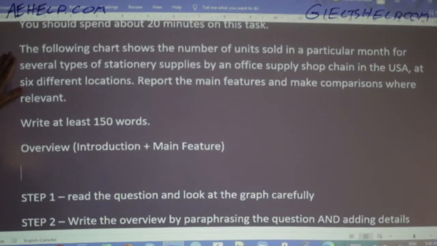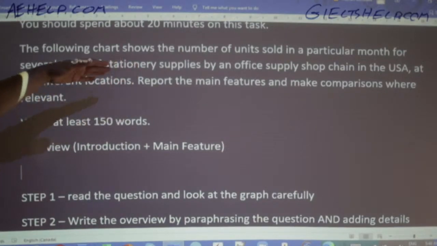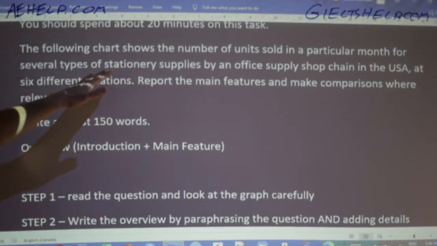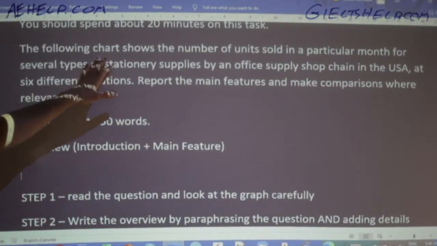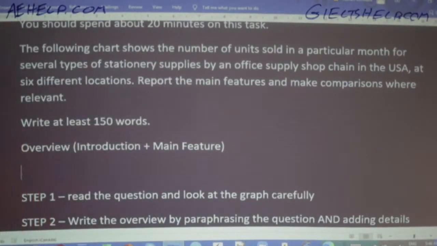So add some details, like instead of saying the following chart, you should write this bar chart. Instead of saying shows, you could write depicts or illustrates. Okay, so using your own words. All right. I'll do a little bit of this, you do a bit of this, and then we'll compare.